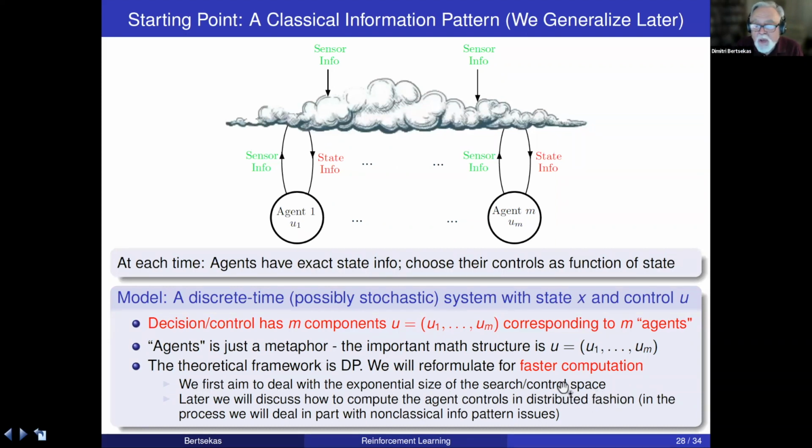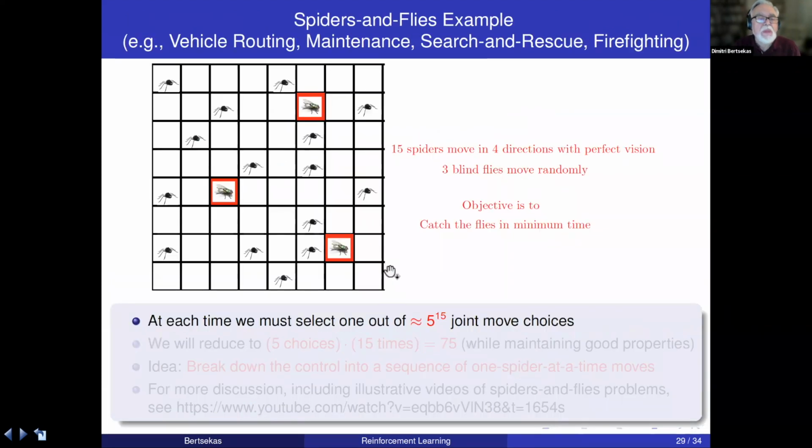So let's deal with this question here in the context of an example. Okay, so this is a canonical example. It applies to vehicle routing, multi-robot maintenance, search and rescue problems, firefighting, and many others. To make it a little more interesting and generic, I'm going to formulate it in terms of spiders and flies. So there are spiders and there are flies, and the objective of the spiders is to catch the flies.